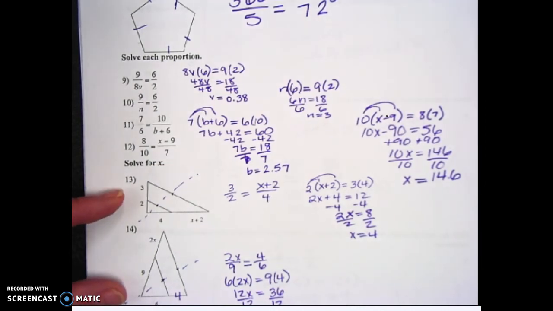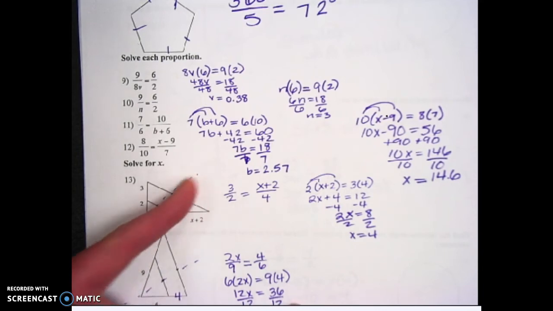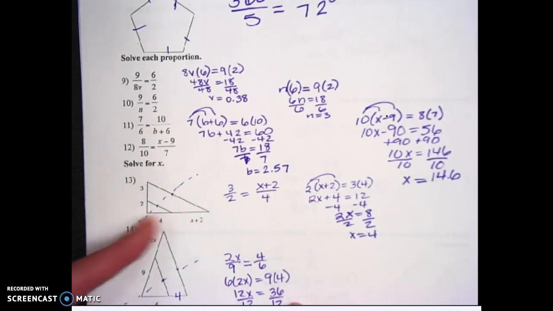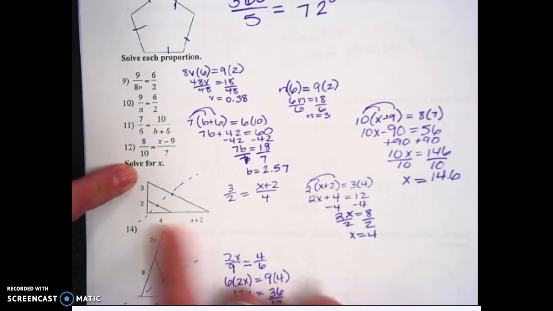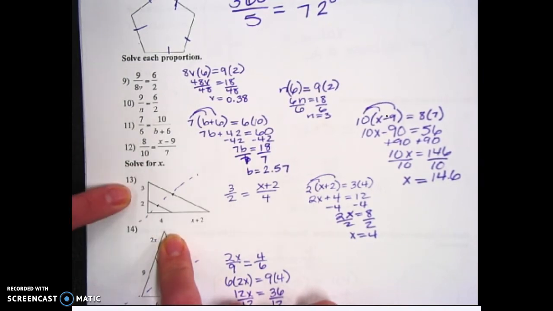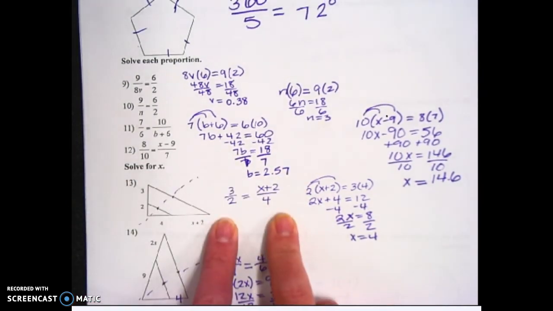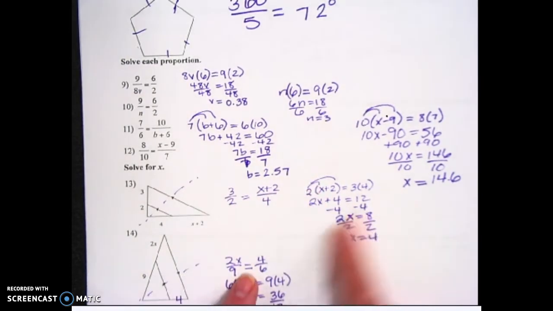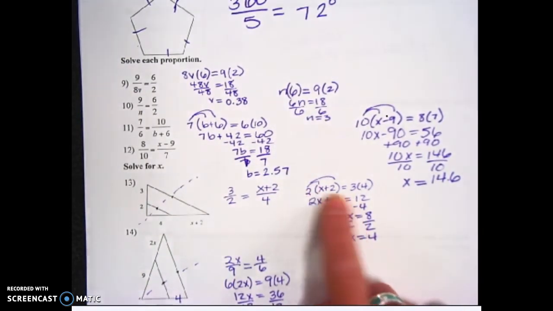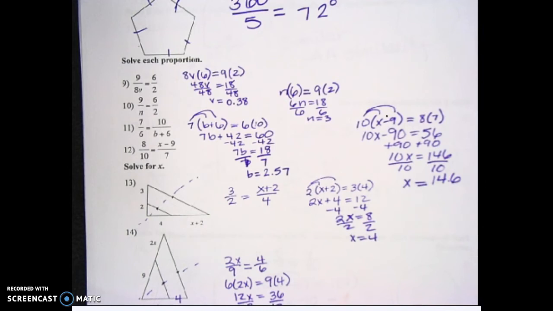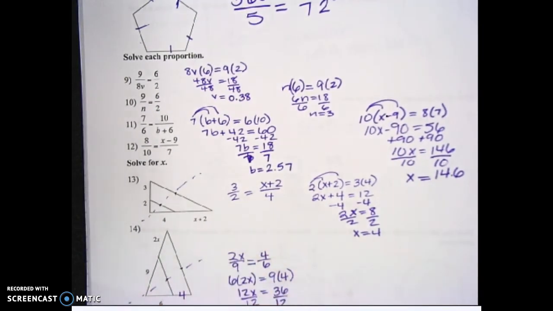For numbers 13 and 14, they want you to solve for x. So I set up a proportion by drawing an imaginary line, creating a left side and a right side, a numerator and a denominator. That made my proportion, so I could do my cross product and then solve. Make sure that you distribute if you need to distribute. Same thing with number 14. Created 2 sides, made a numerator and a denominator, kept it consistent, did the cross product, and solved.